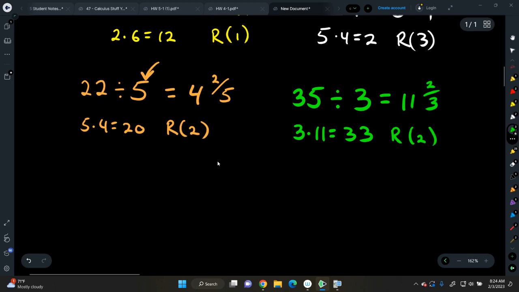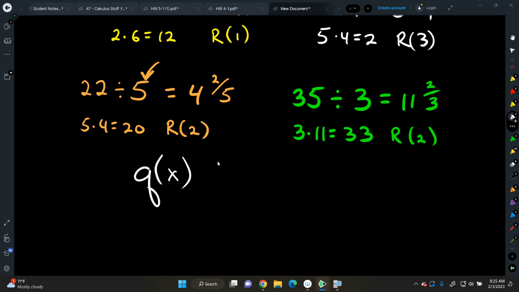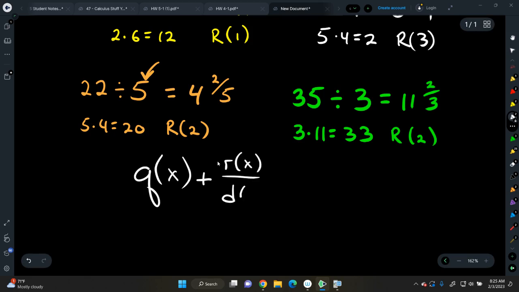Okay. So many times in upper level math, we make things sound so complicated, right? What we're doing is we're taking the division and representing it. Listen, because on your test, it's going to be like this, right? We're representing it as a quotient. Q of x stands for quotient. Now, what's a quotient? The answer to a division problem. The quotient plus the remainder over the divisor.